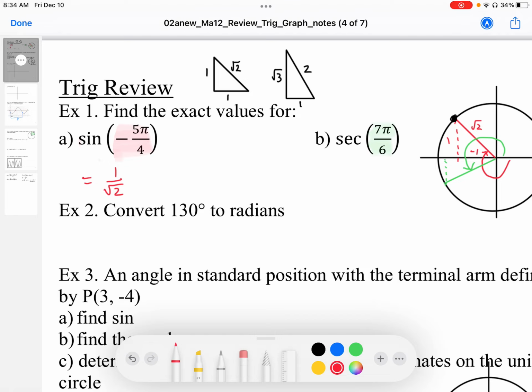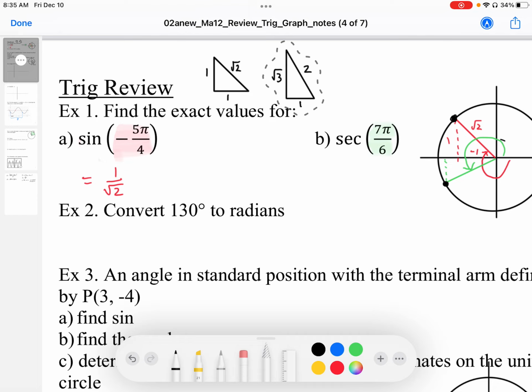For secant, again, for 7π/6, we need to locate the position of 7π/6. So 7π/6 ends up in this position right there. And when we go positive 7π/6, we're going to rotate from 0 in this direction. So that's the location, that's the first thing. Secondly, we need to identify the triangle.